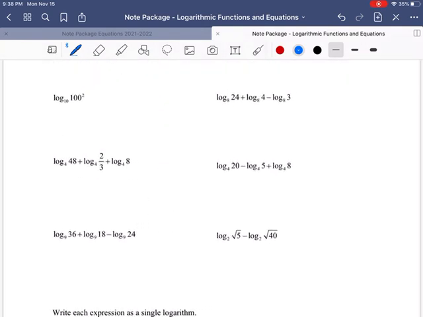All right, let's do a couple more examples here. So this becomes 2 log 10 of 100. So it becomes 2 times 2, which is 4.